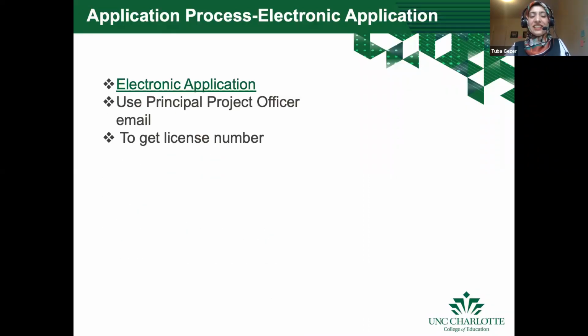So another step is about electronic application. And for this one, you have to work with your principal project officer because you will use her email address to get a license number. I complete the electronic application, and it is not that long. If your principal project officer wants to do that, you have to communicate that part with them.